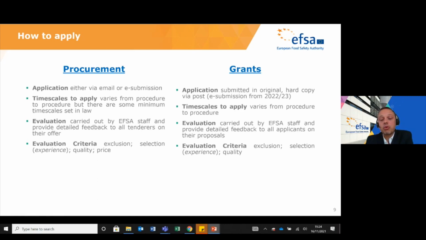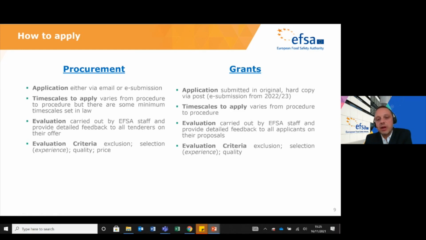Like for procurement, also the timescales to apply vary from one procedure to another. It depends very much on the complexity of the call, and also on whether or not there is a requirement to form a consortium, in which case the duration for preparation of the consortium will be accounted for in the time for the application. And similarly to procurement, the evaluation is done by EFSA staff, and detailed feedback is provided.